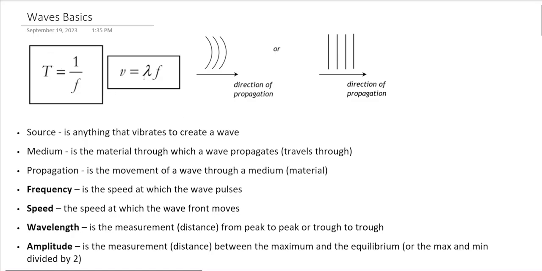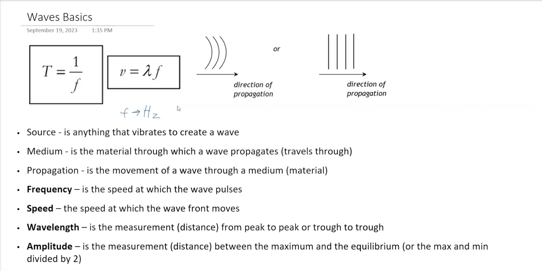Okay, so first of all, here are two equations that we have. The period is equal to 1 over frequency, or the other way around is true as well: frequency equals 1 over the period. Frequency is measured in hertz, and that's actually more useful than the period. So we normally use frequency when we're talking about waves.